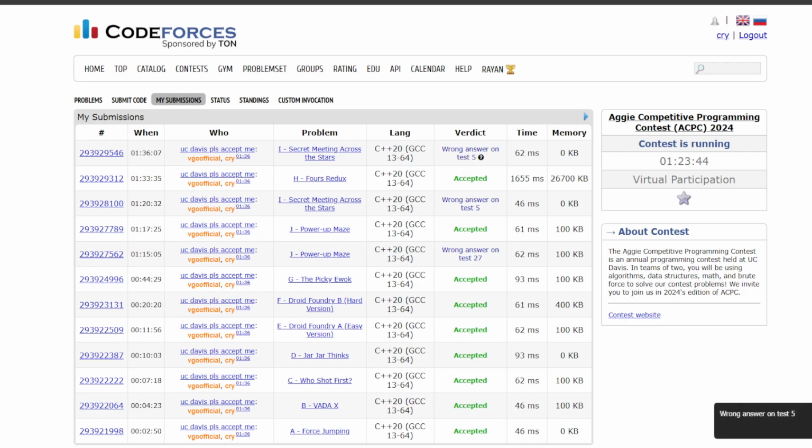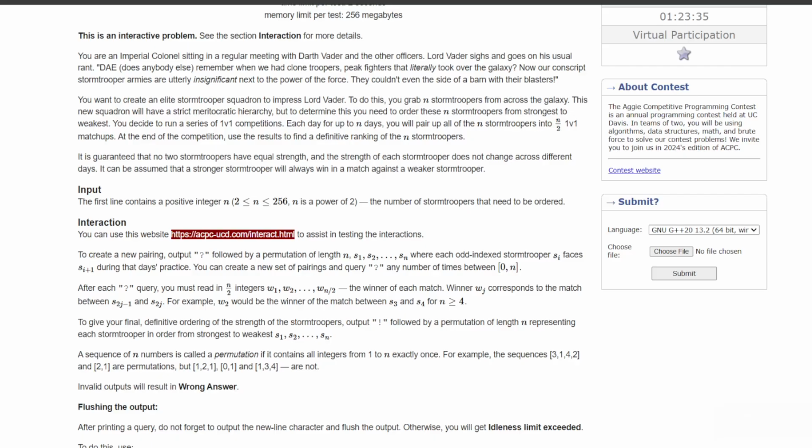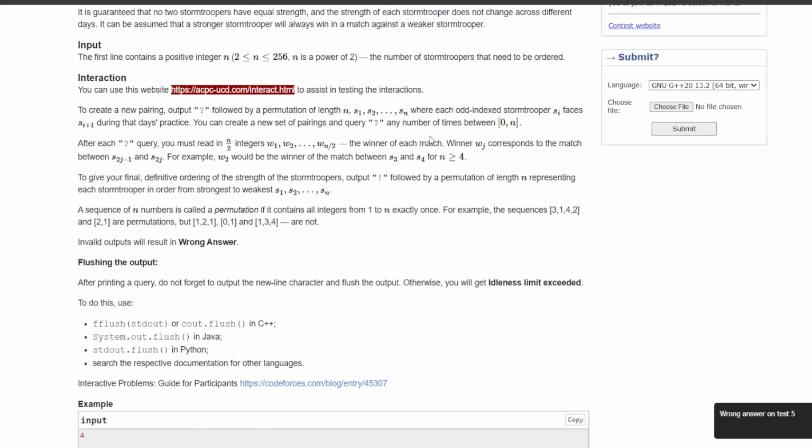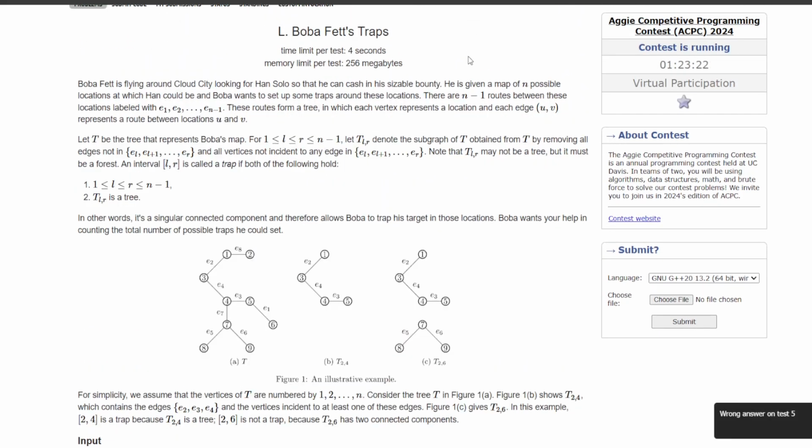Wrong on test 5. Yes. Alright, okay, do you want to solve K? Because I have an idea on how to do K, but I'm just trying to figure out the queries. I'm sure it's possible somehow, but I'm thinking about L. K? Oh, not really. I'm thinking about L.